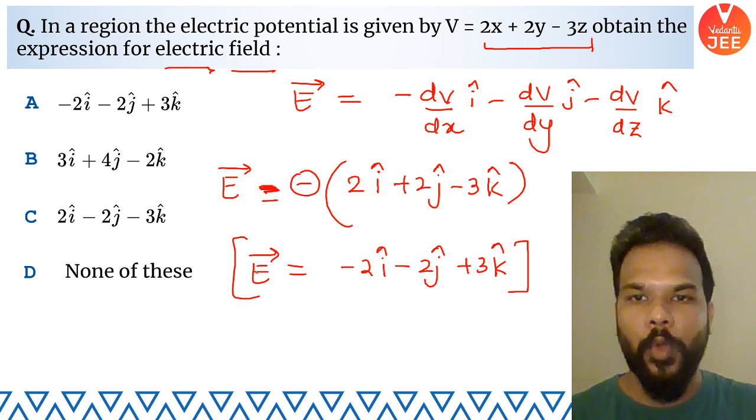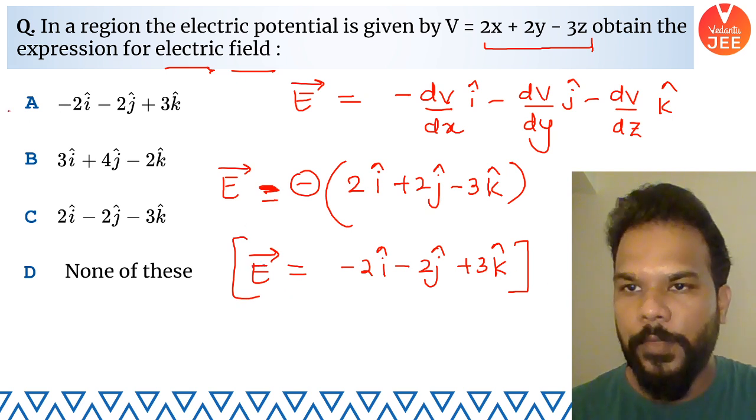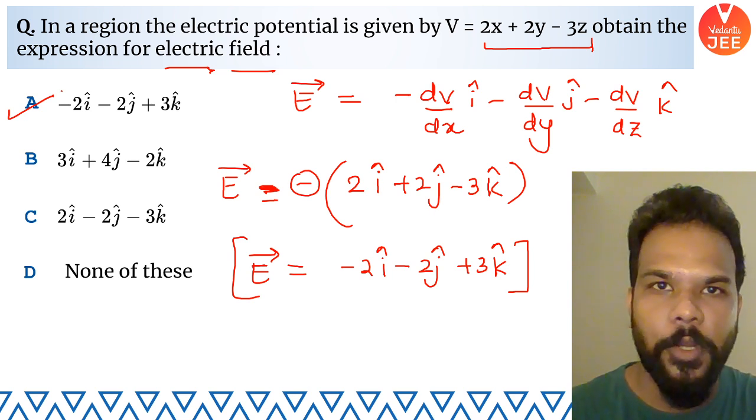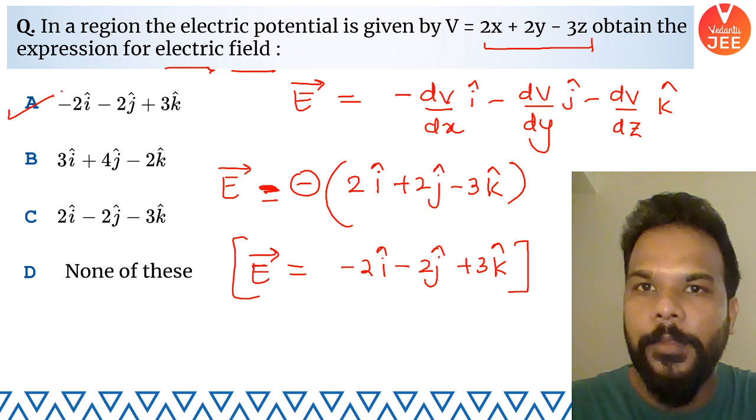So that's the correct answer for the question, which is option A, minus 2 i cap minus 2 j cap plus 3 k cap. You got that? Guys, that's great.